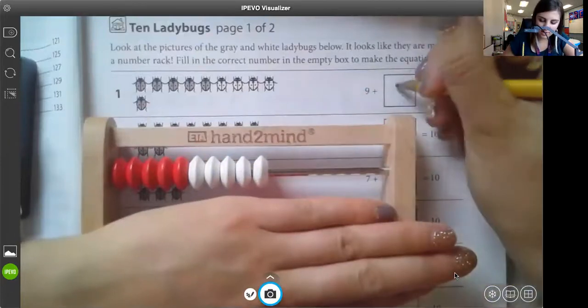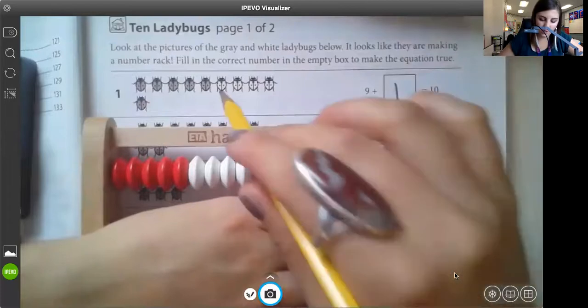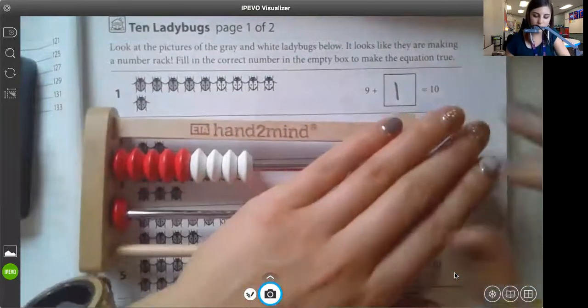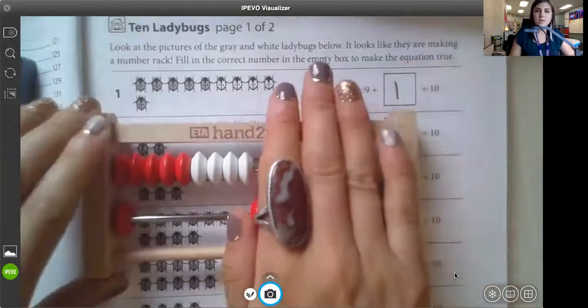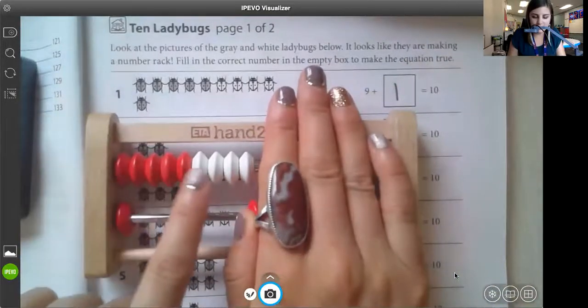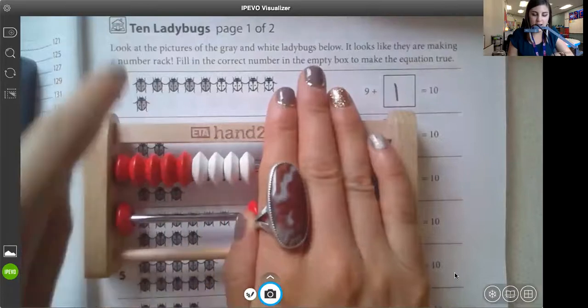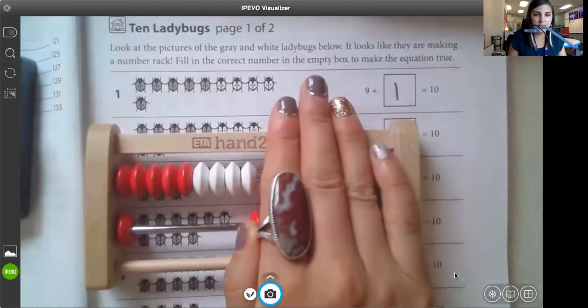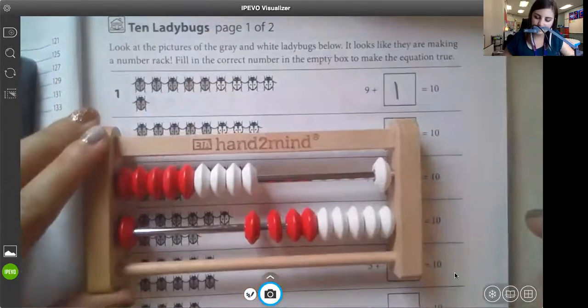It's kind of funny how on the paper, it actually shows a white or a red ladybug down beneath. So if I were to just look at the number rack like this now, we could say, oh, that's 5, 6, 7, 8, 9. 9 plus one more equals how many? 10, because the number right after 9 is 10. So 9 plus 1 equals 10.